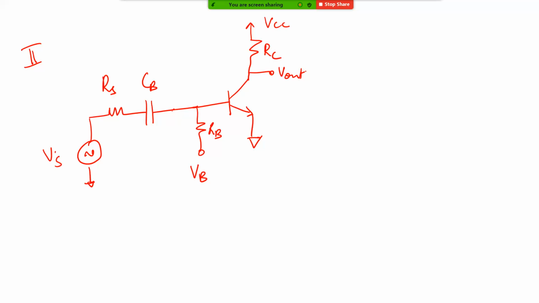So what is the other way by which you can bias it? Sorry, I didn't put the current source here. Okay, you can do like this. You have to put a bias voltage such that you have capital VBE here, and this current source can basically take any amount of voltage across it. All right, so you kind of bias it like this.